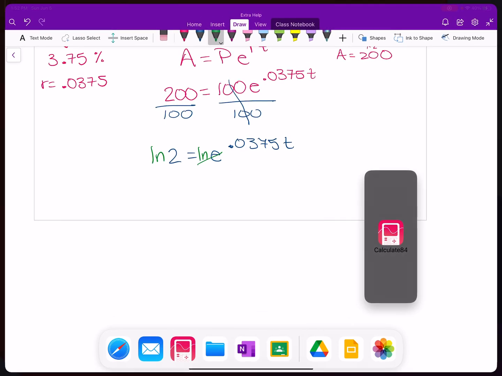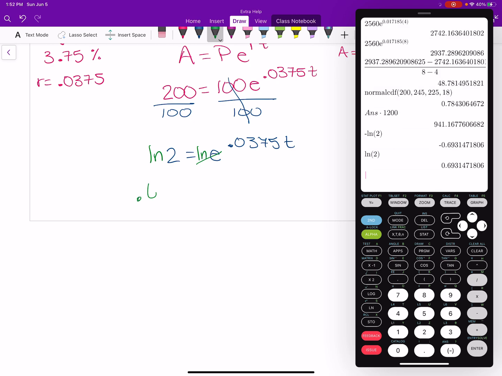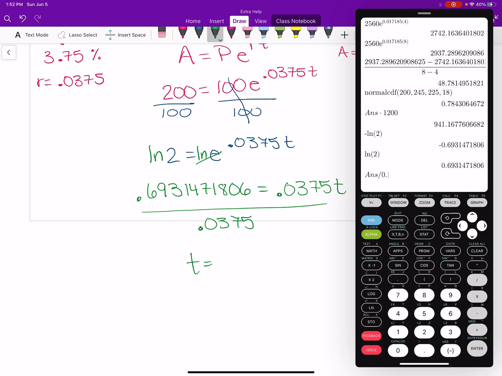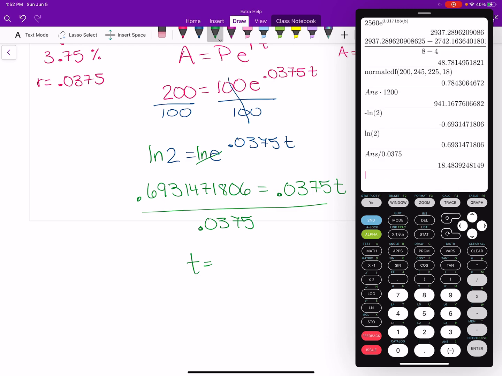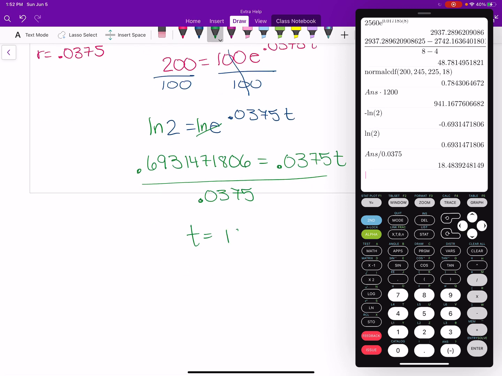Ln of 2, oops, mine went in as a negative. So ln of 2 is 0.6931471806. And it's now equal to 0.0375t, which we can divide over. And it says to round to the nearest tenth of a year. So you should get 18.5.